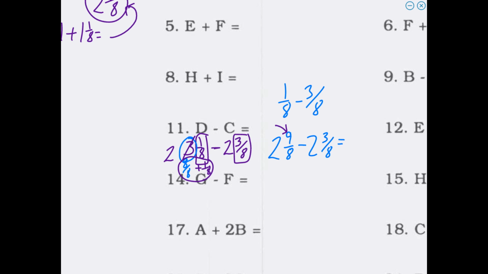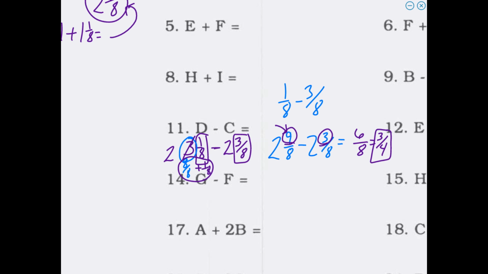So now that my fraction numerator is bigger than my denominator, I can do my subtraction. So 9 minus 3 is 6/8. My denominator stays the same. And then my whole numbers, 2 minus 2, cancel completely out. And 6/8 reduces to 3/4 as my final answer.